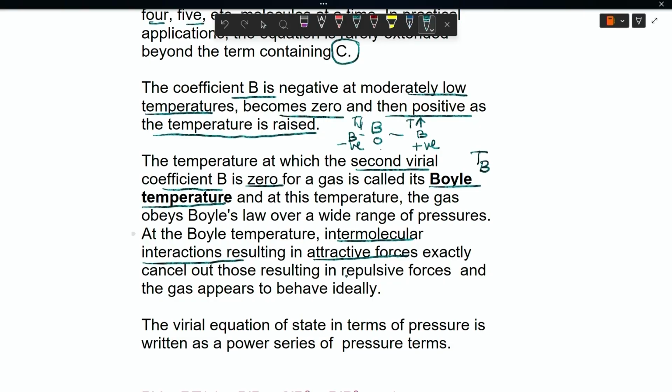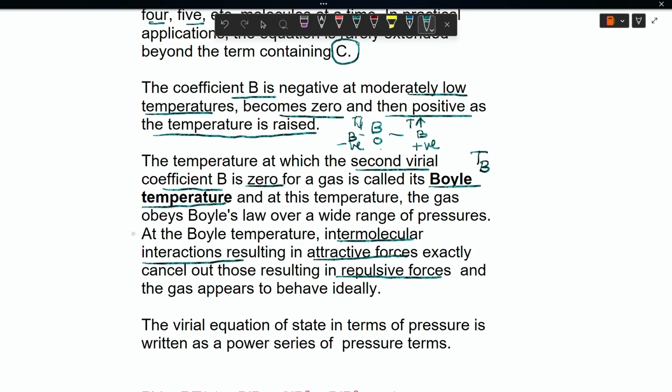At boil temperature, we consider the intermolecular interactions resulting from attractive forces exactly balance the repulsive forces between the molecules in a gas, and therefore the gas can move about without any attraction or repulsion.